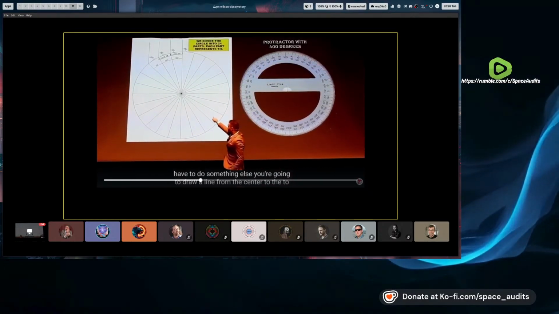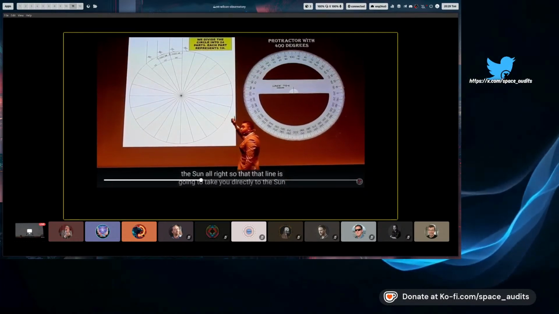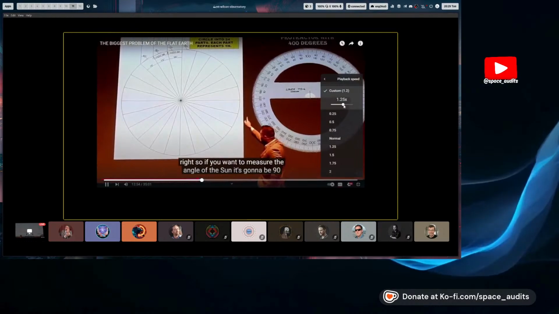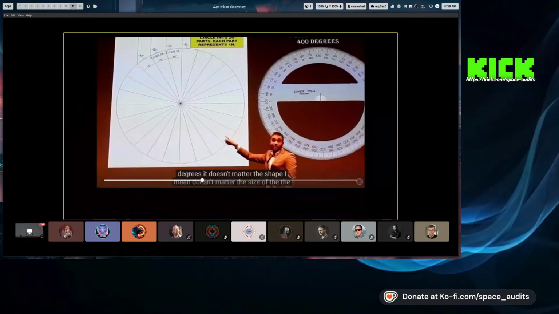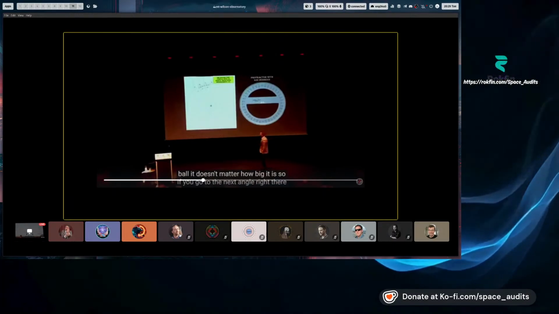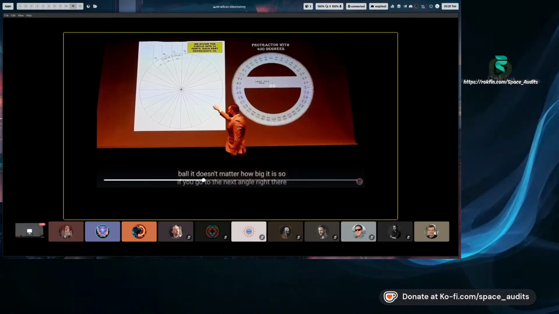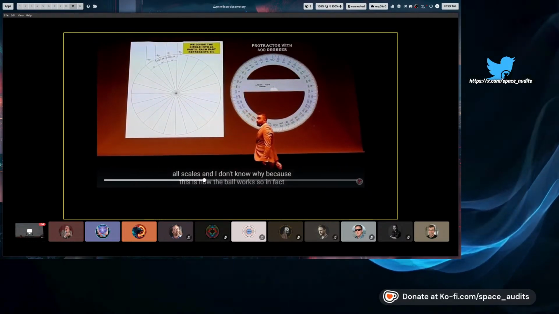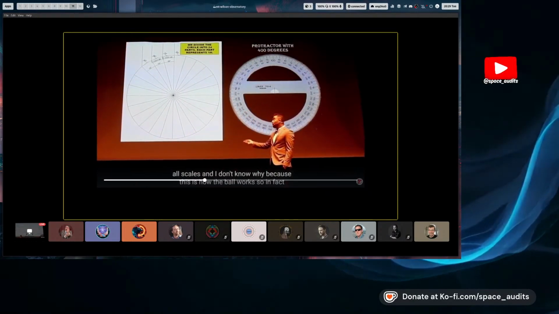You're going to draw a line from the center to the sun, all right? So that line is going to take you directly to the sun, right? So if you want to measure the angle of the sun, it's going to be 90 degrees. It doesn't matter the shape. I mean, it doesn't matter the size of the ball. It doesn't matter how big it is. So if you go to the next angle right there and you draw a parallel line to the first one, you're going to get 75 degrees in all scales. And I don't know why, because this is how the ball works.